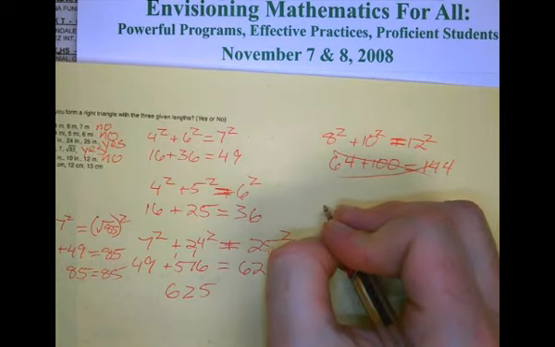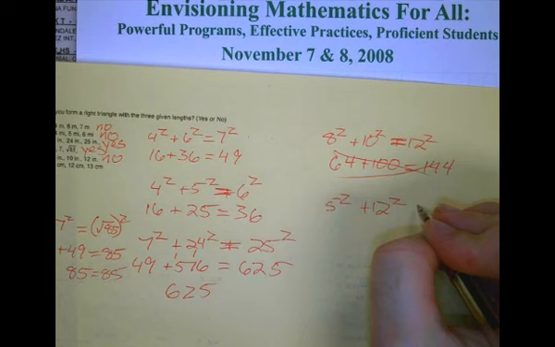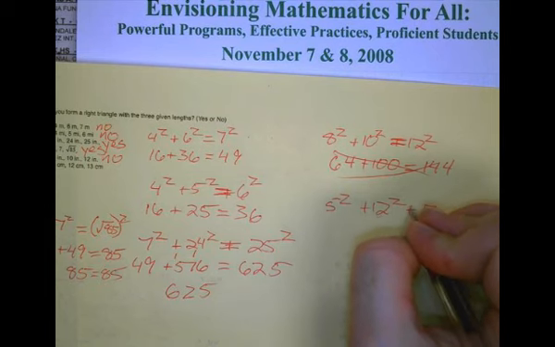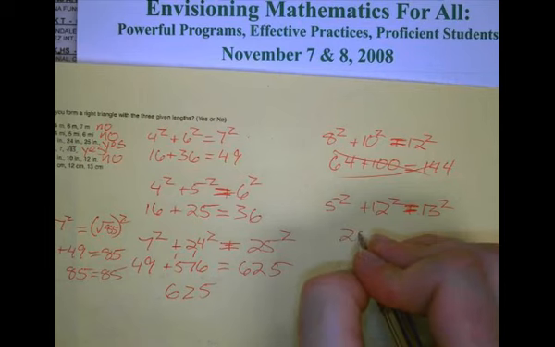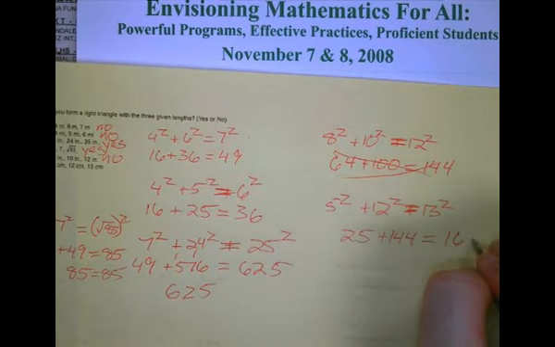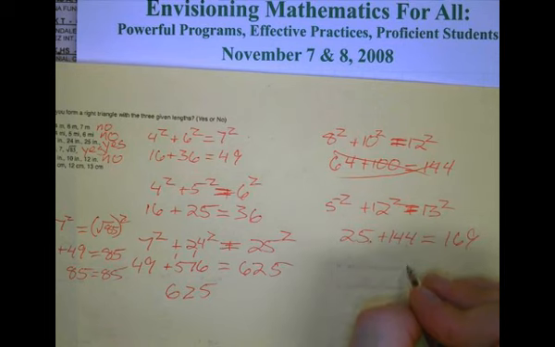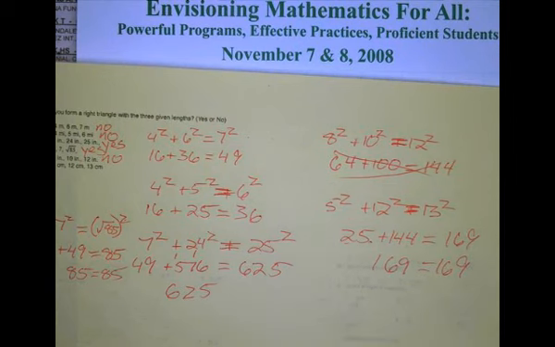Last one, number 16, 5 squared plus 12 squared. Does that equal 13 squared? 25 plus 144. Does that equal 169? 5 plus 4 is 9. 2 plus 4 is 6. Bring down the 1. 169 does equal 169. So we are done. So that's how you do the problems.